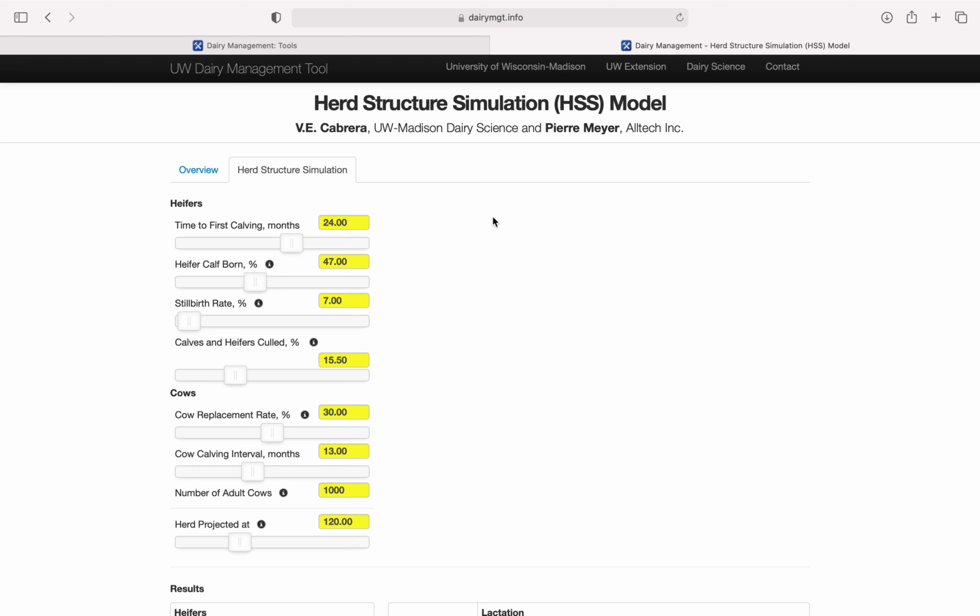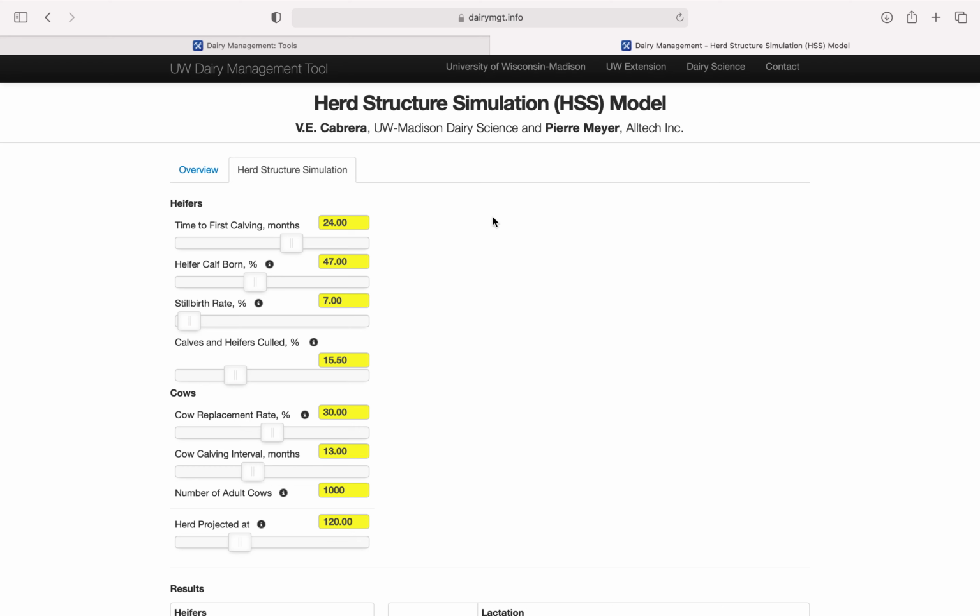The user can represent any herd by defining some simple and well-known average herd characteristics, such as age at first calving, percentage of calves born, which is related to the type of semen used, stillbirth rate, percentage of young stock culls, which is calves and heifers, cow replacement rate, calving interval between lactations, and the number of total adult cows, including lactating and dry cows in the herd. Once those values have been entered or edited from the default ones, the tool automatically provides a projection of the herd at steady state, which can be studied in graphical and tabular form.